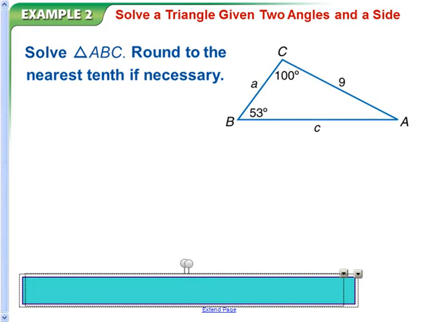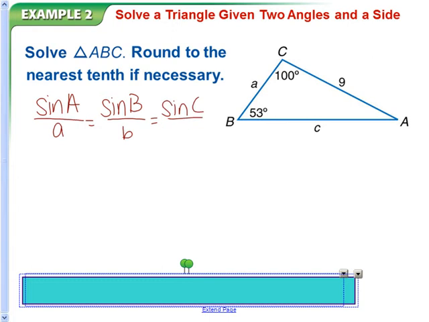All right, solve this triangle. That means find all of the missing parts. So this is going to be using the law of sines. Now the law of sines is set up: sine of angle A is related to side A, sine of angle B is related to side B, sine of angle C is related to side C. And we can use any two of these ratios to solve this.